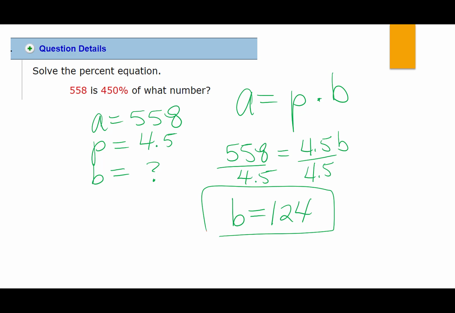And it's because, go back up and look at the percent. It says 558 is 450% of what number? And so what this is saying is that the number 558 is 4.5 times bigger than the number 124. And so 124 is your final answer.